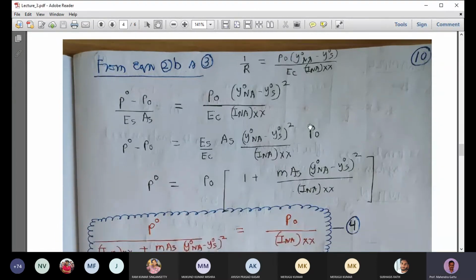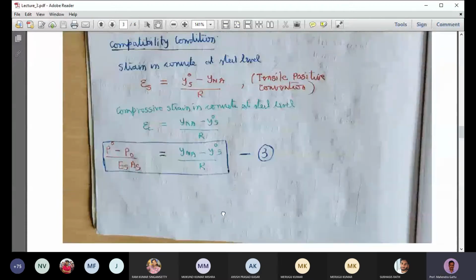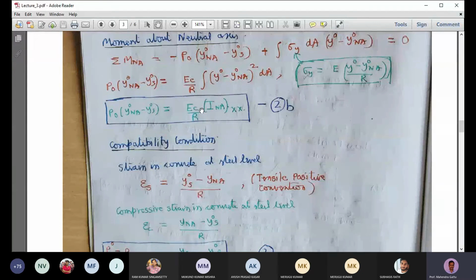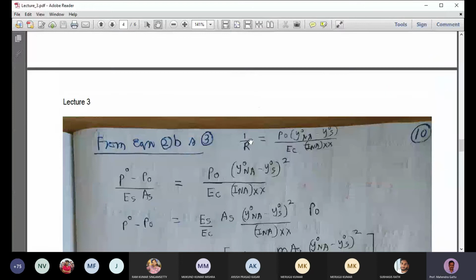Okay, so let's come back to the derivation. So we have the equations: equation 1, equation 2a, equation 2b, equation 3. From equation 2b and 3, we write the expression for R. Equation 2b is here, so we write 1 by R is equal to P naught (Y neutral axis minus YS) by EC I neutral axis. Okay, so that's what we are writing here.